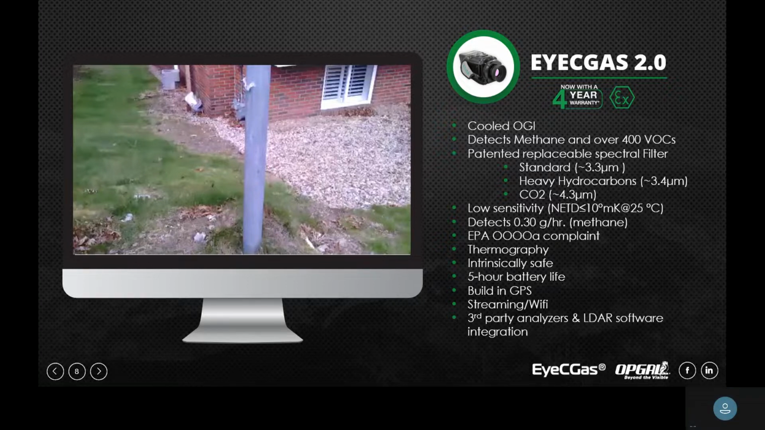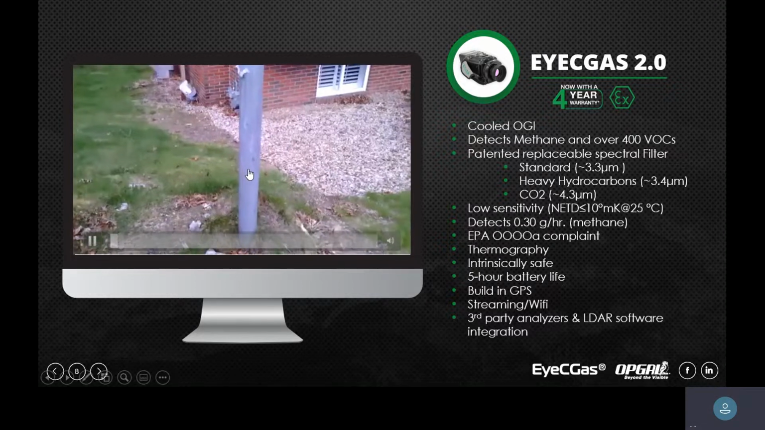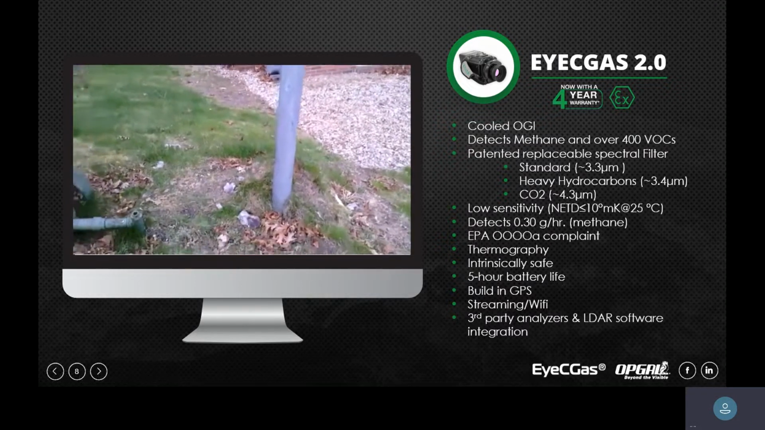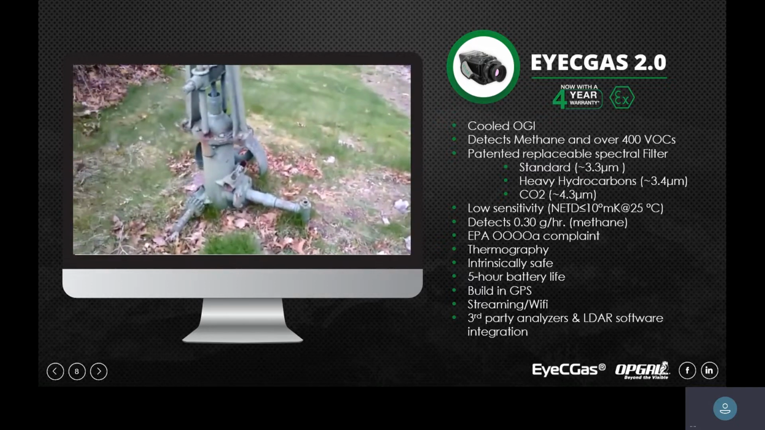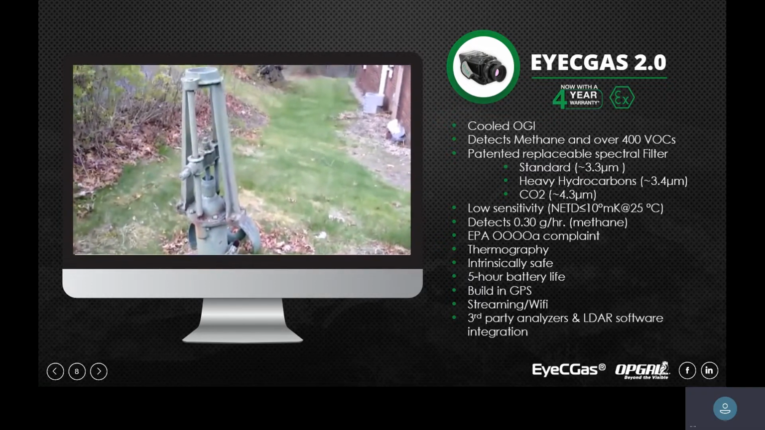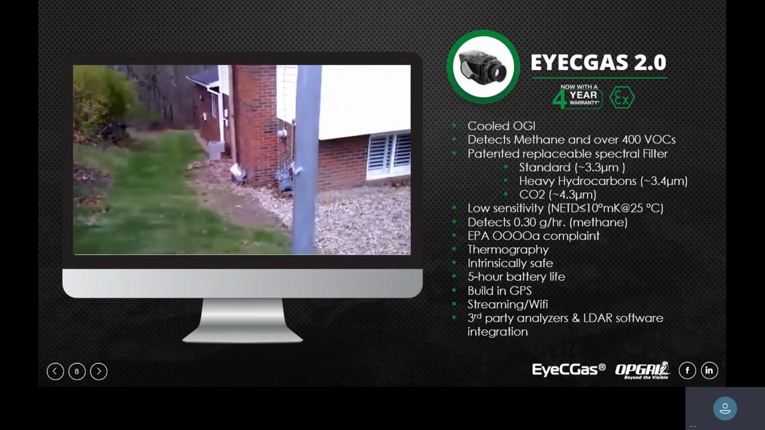So this is for people who never saw OGI. We have a leak here, we have a vent here in somebody's backyard.